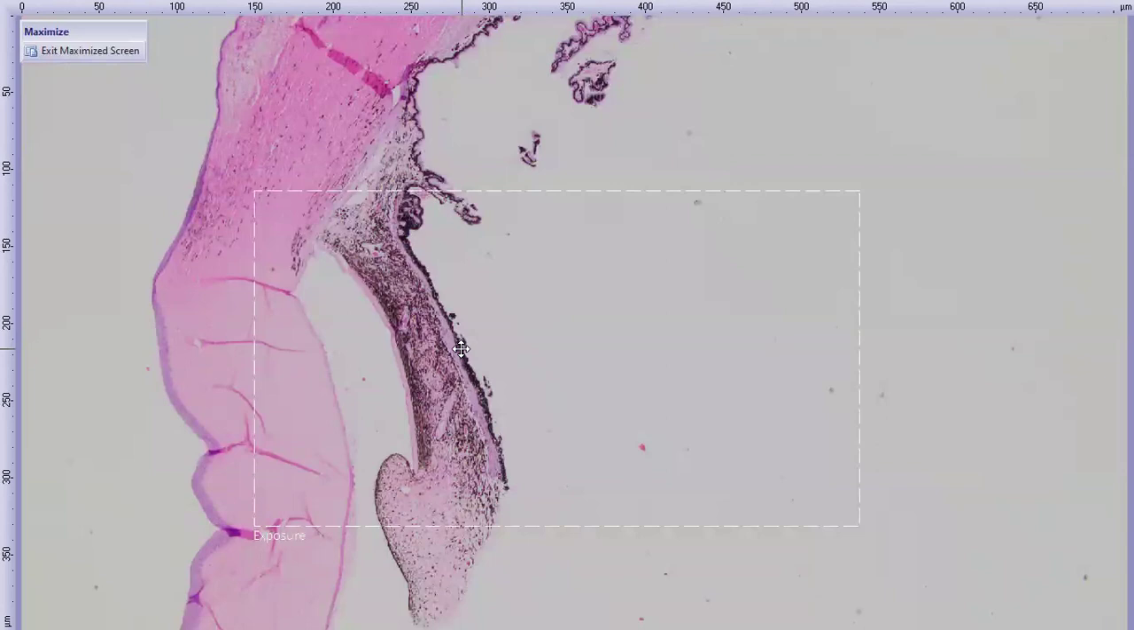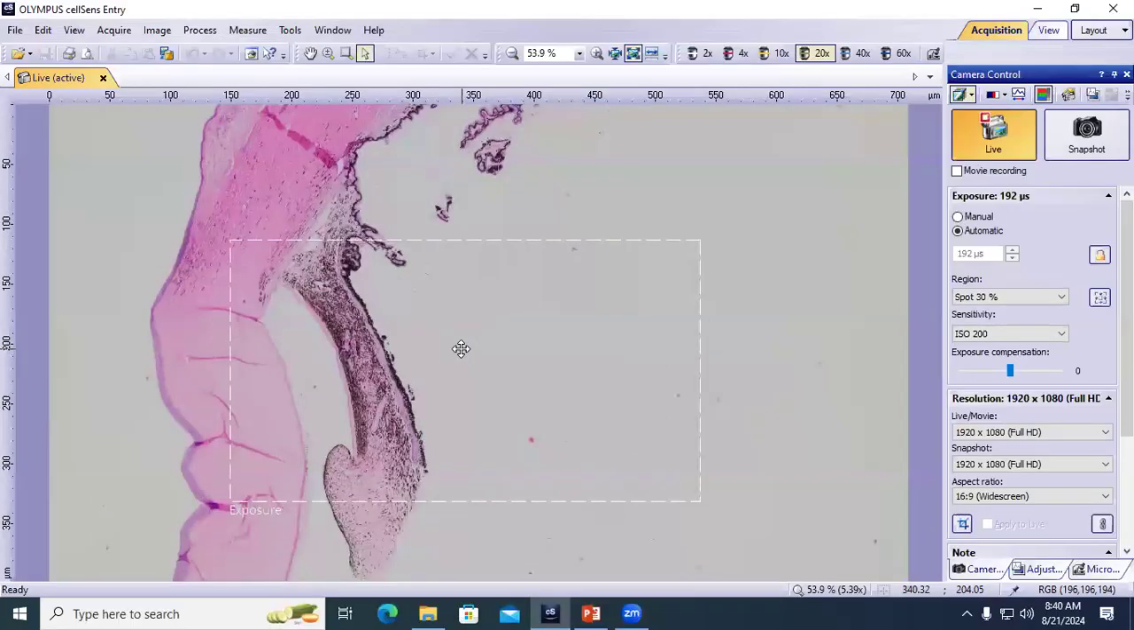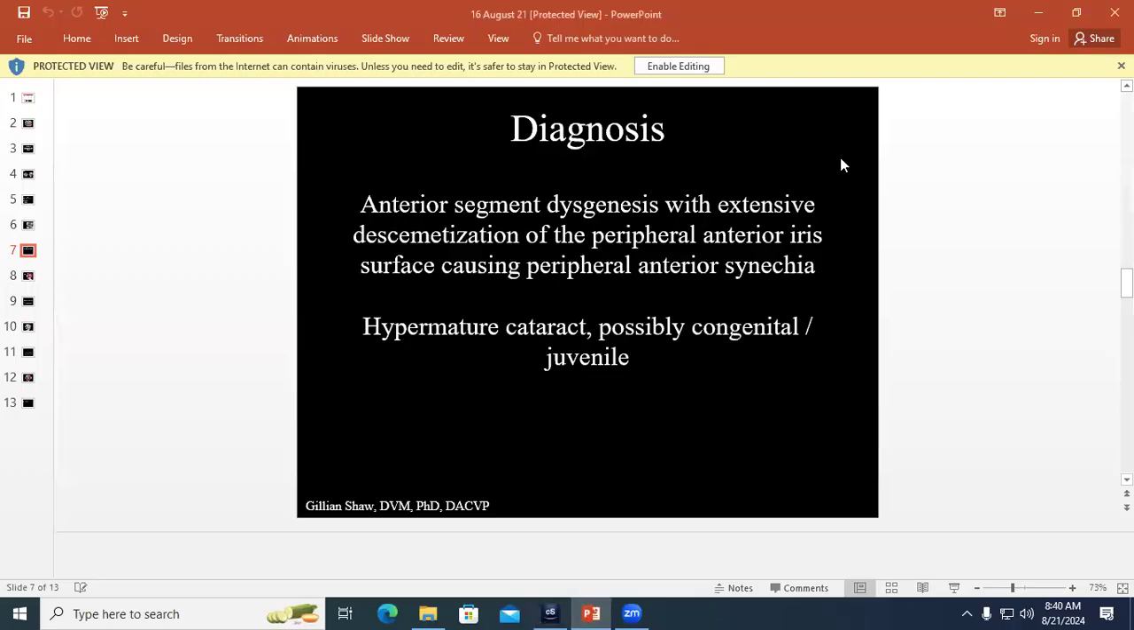And I personally think it would have gone on to become glaucomatous and painful given this malformation or this desmetization of the iridocorneal angle and the cataract, which no doubt probably would have led to more of a lens-induced uveitis. So anyway, just sort of an interesting case.